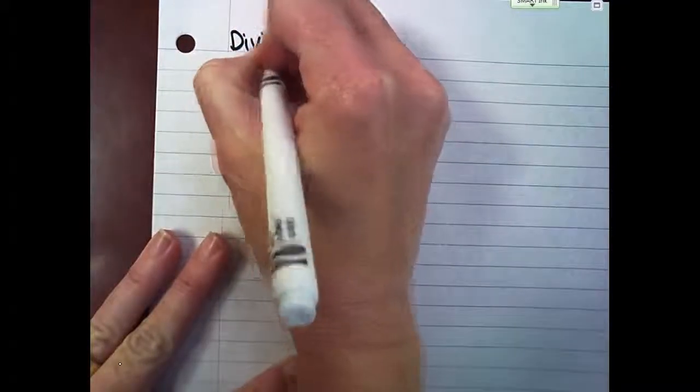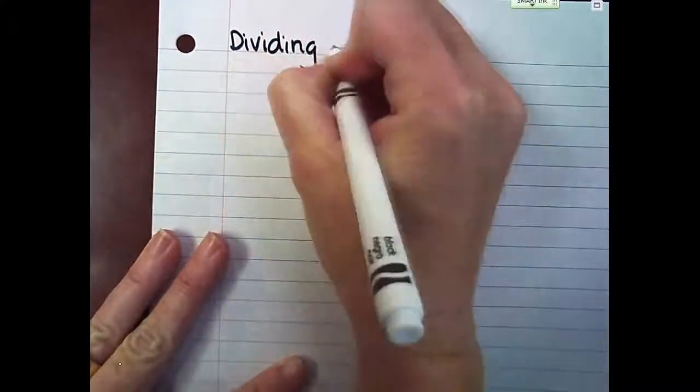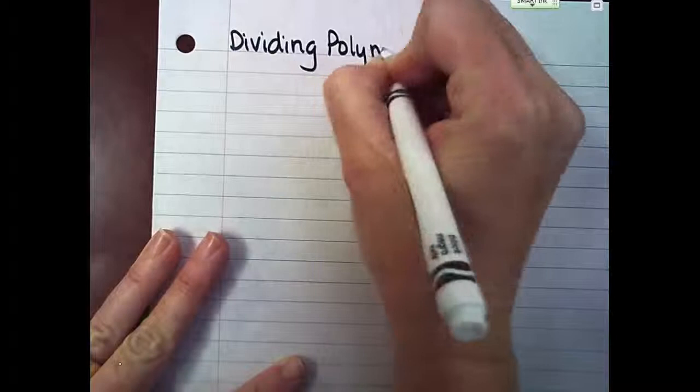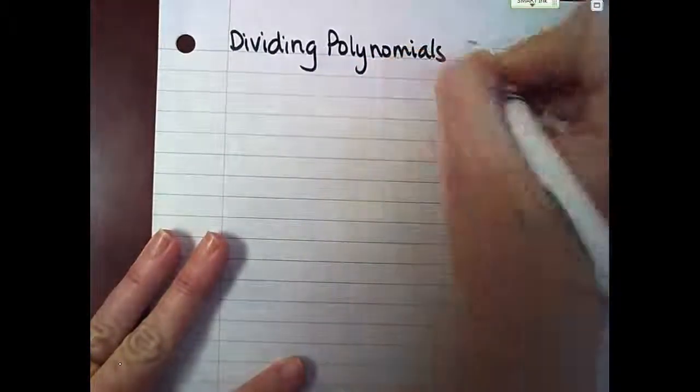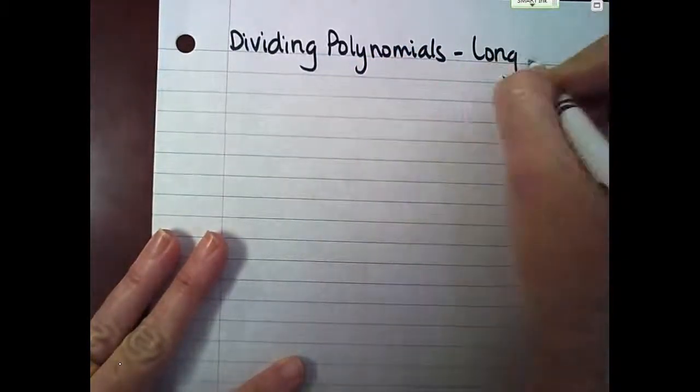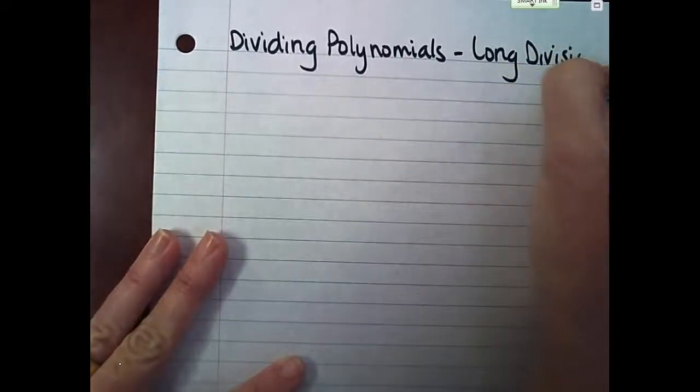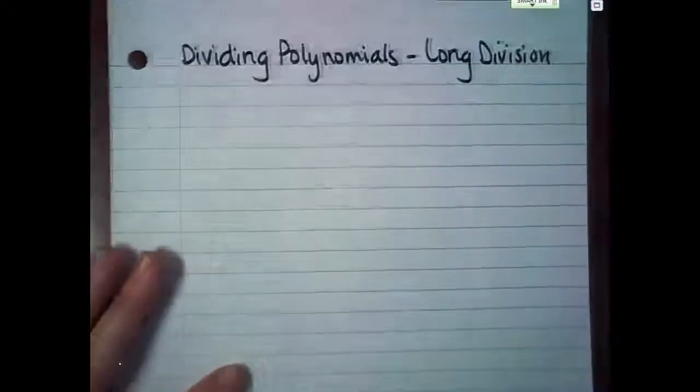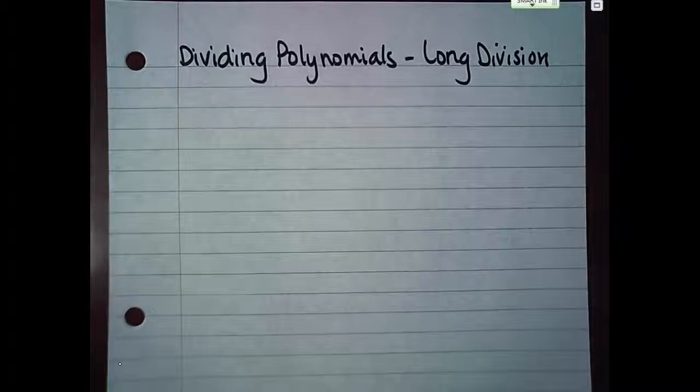Alright, so today we're going to do dividing polynomials, and we're going to use long division. Tomorrow, we're going to use synthetic division, which is a very, very strange way of doing it. It's kind of like Kramer's rule. It's out there, okay? But today, we're going to use long division.